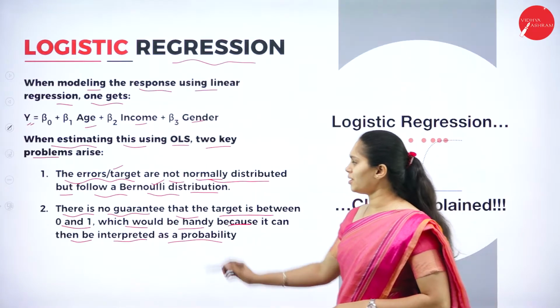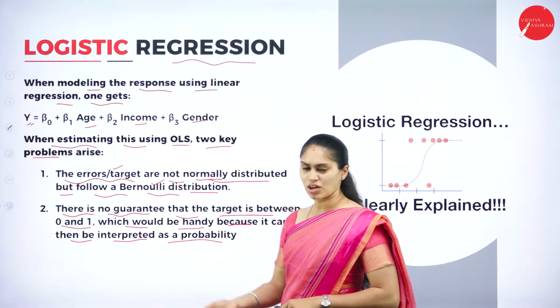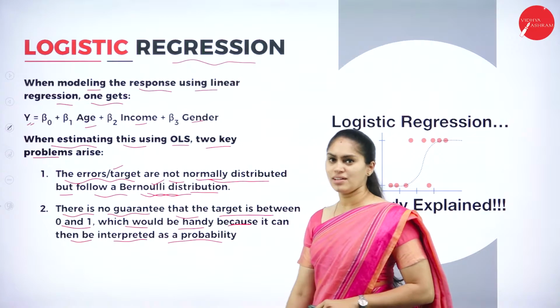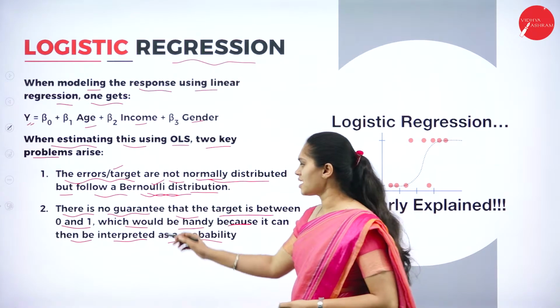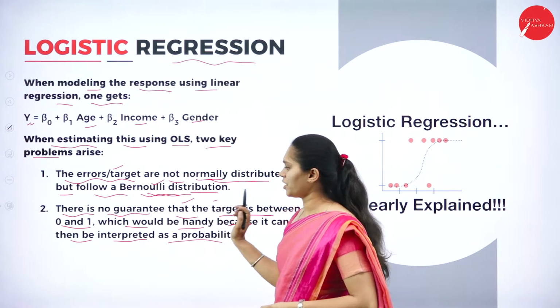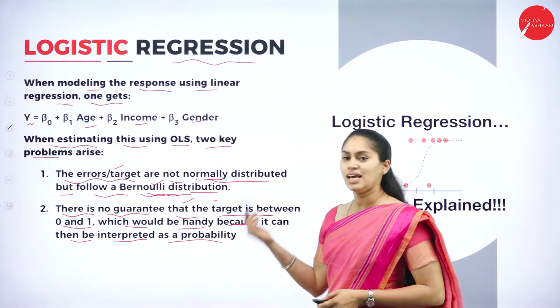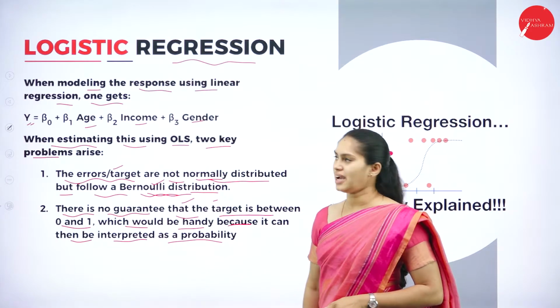Mainly we have two problems. Errors or targets are not normally distributed; that will be based on the Bernoulli distribution. Along with that, the values are not guaranteed to lie between 0 and 1. So it can be even greater than 1, even lesser than 0.